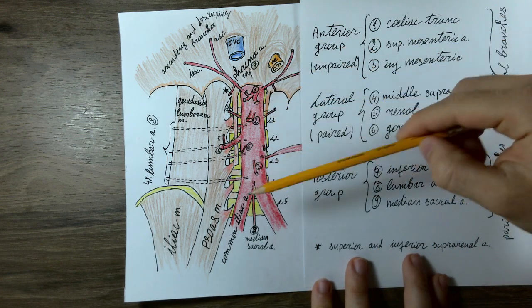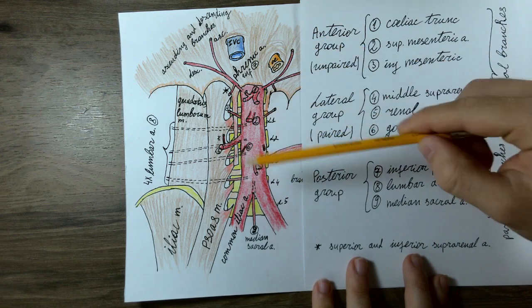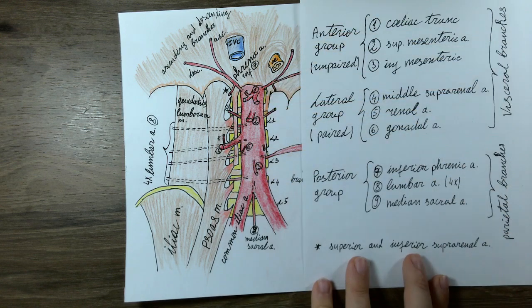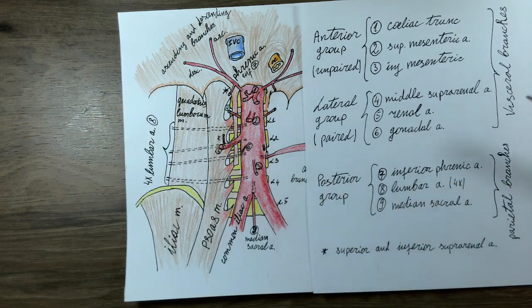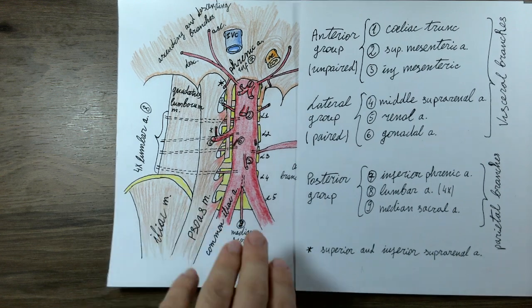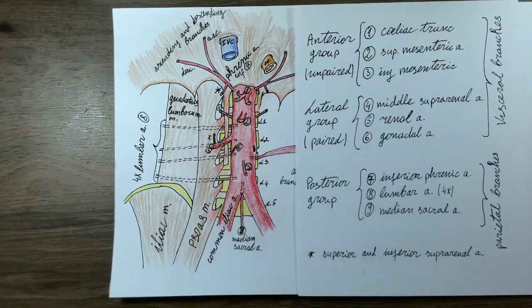The abdominal aorta itself has a lot of blood vessels, a lot of branches starting from it. And these branches can be divided into several groups. First, based on their target, they can be either visceral for the organs or parietal for the wall, right? So the abdominal organs and the abdominal muscle walls would be supplied by these arteries.